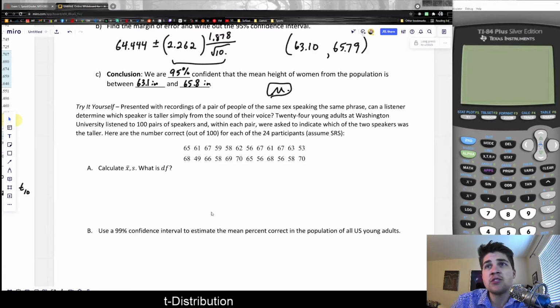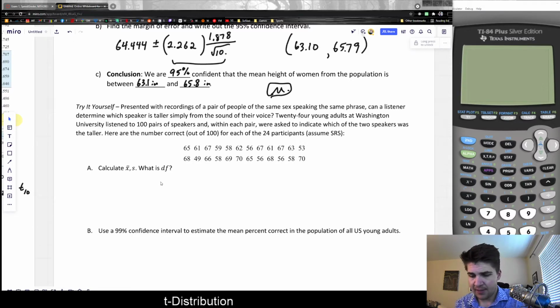Let's say we wanted to calculate a 99% confidence interval to determine the average amount correct for a population of adults, and try to answer the question, can an average U.S. listener determine who is taller, and with what level of accuracy are we going to expect? First of all, to find our t star, or test statistic, for a 99% confidence interval, we need to know things like x bar, s, and so forth.